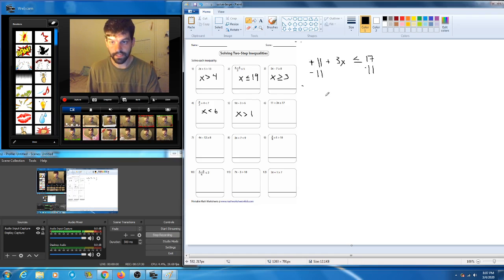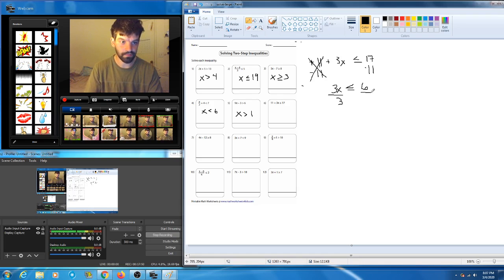And when we do this, this will cancel because 11 minus 11 is 0. We're still left with the 3x on the left, and then 17 minus 11 is 6. Now again, we'll go ahead and do the inverse of multiplying by 3, which is dividing by 3 on both sides. We'll get that x is less than or equal to 2. Okay.